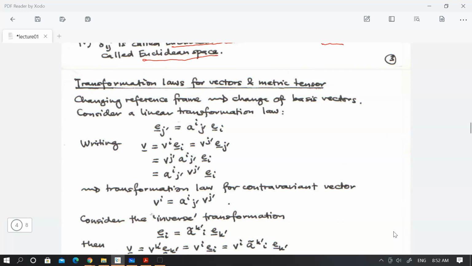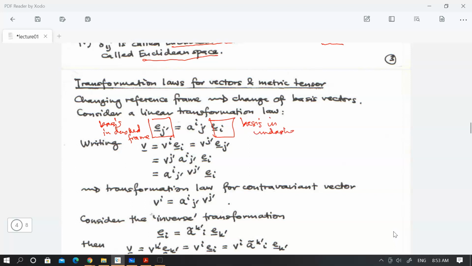So here the index over here is the dummy index, I, and this is being summed, and then you have this free index J dash. So you convert from a basis in the dash frame to another basis in the undash frame.